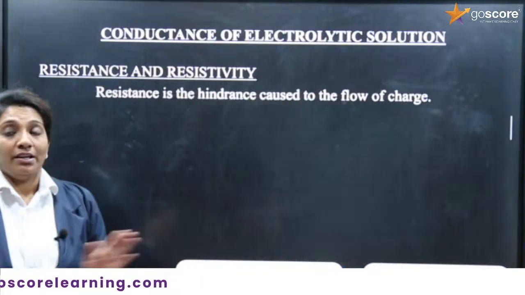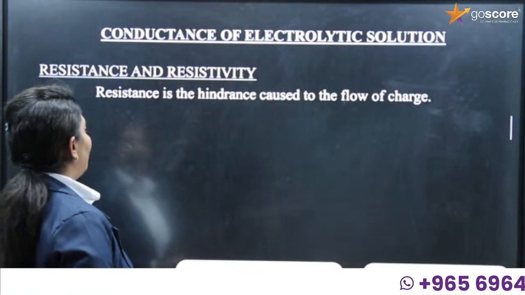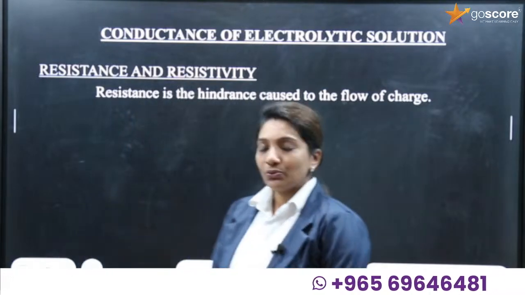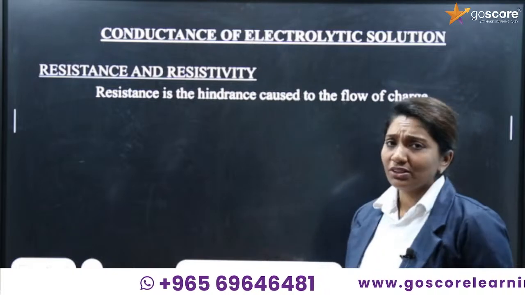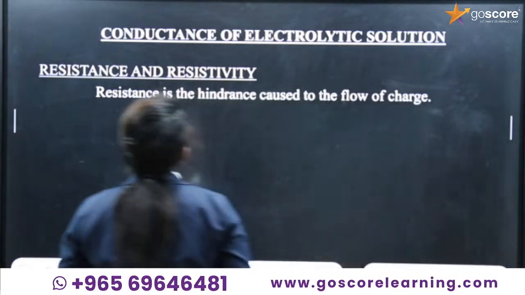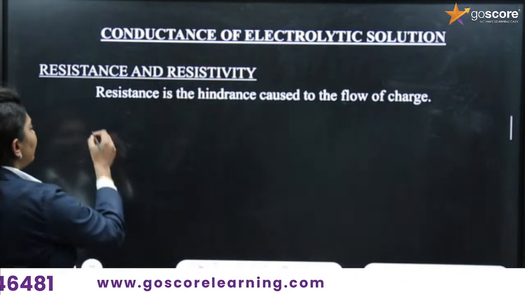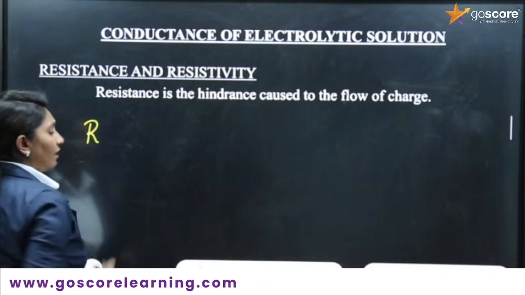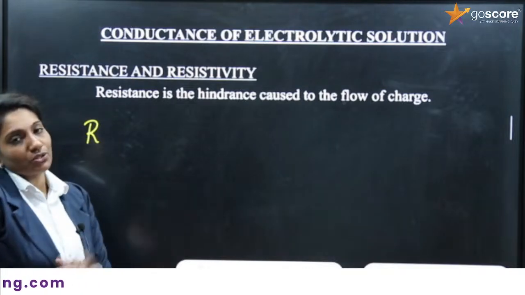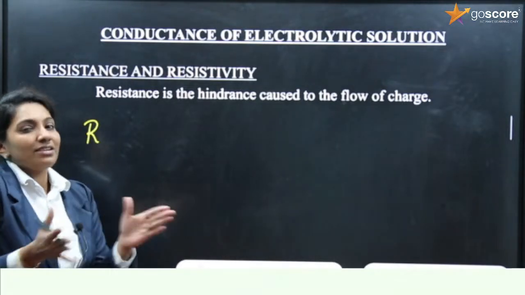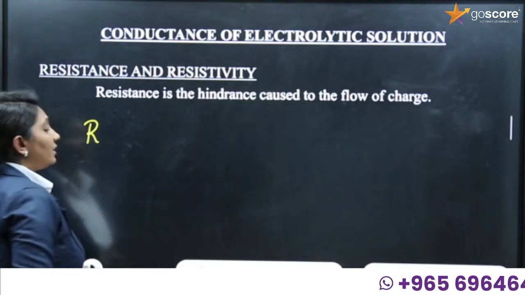Now, we can see the conductance of electrolytic solutions. Here we are learning some few words which you are already familiar with, right? I think in physics also you are familiar with all these terms. So first we can see the resistance and resistivity. What is resistance? Usually the resistance we represent with the letter R. Okay. And resistance is the hindrance caused to the flow of charge.